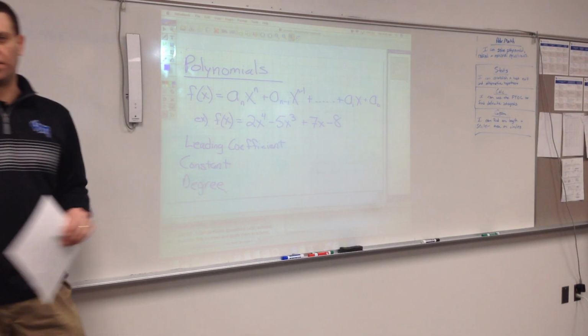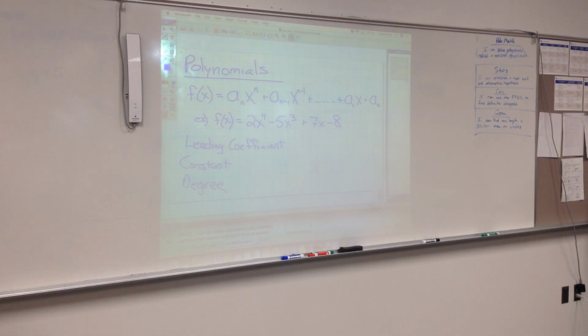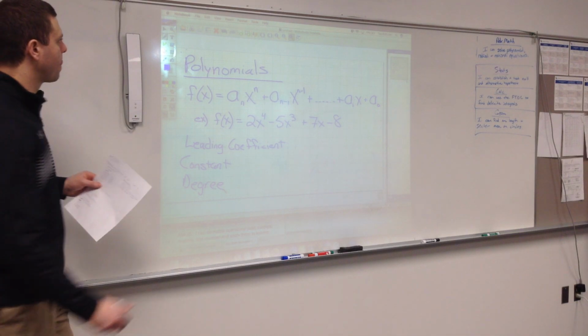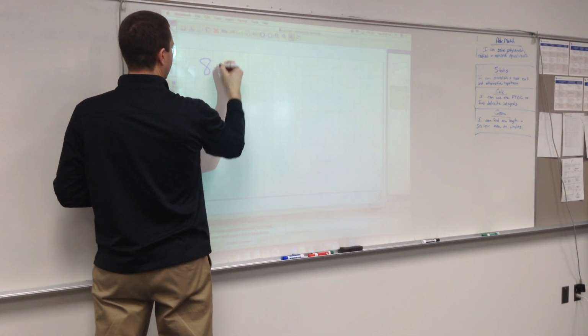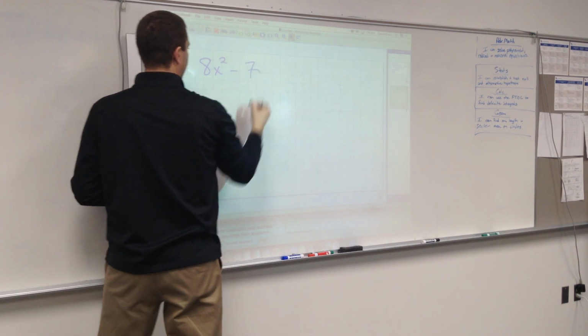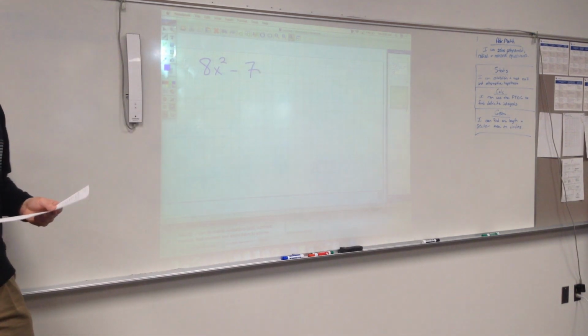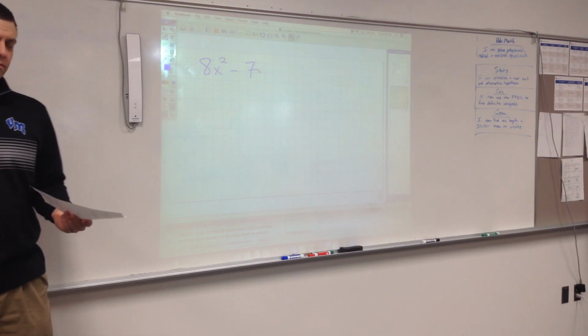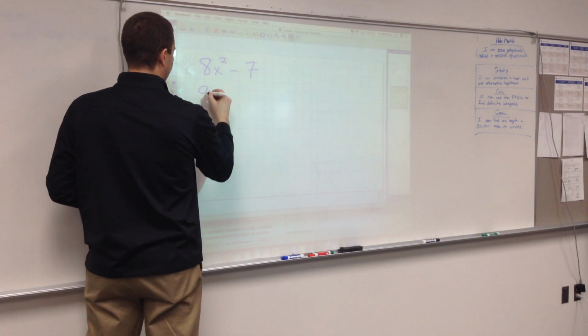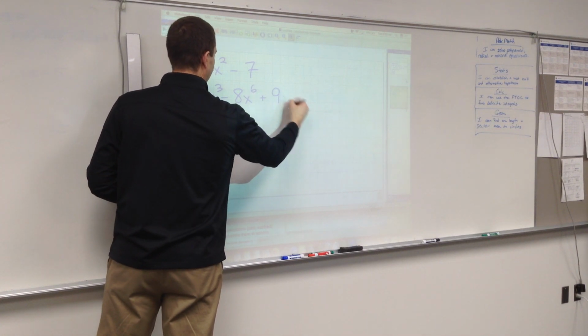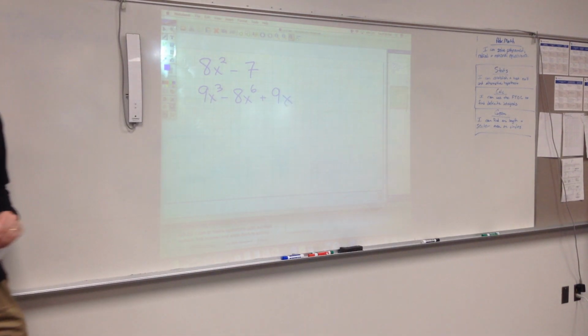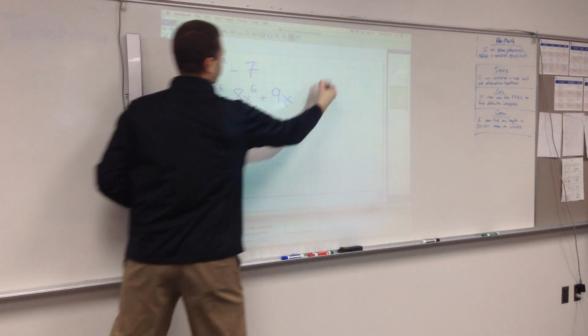I'm going to do a couple more here because I want to go a little bit more into degree. I have 8x squared minus 7. What is the degree? 2. If I had 9x cubed minus 8x to the 6th plus 9x, I wrote that in the wrong order, but what is the degree? 6. Okay, so the degree is 2. The degree is 6.